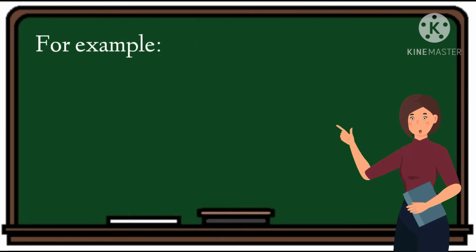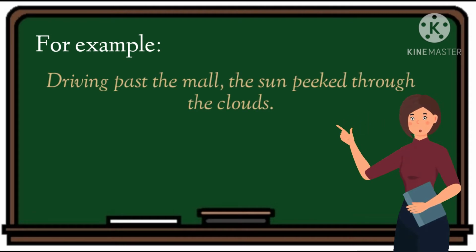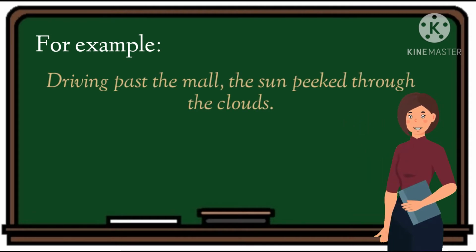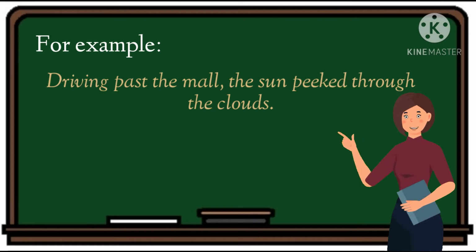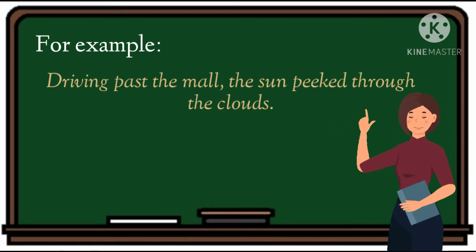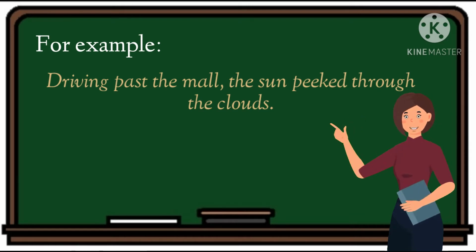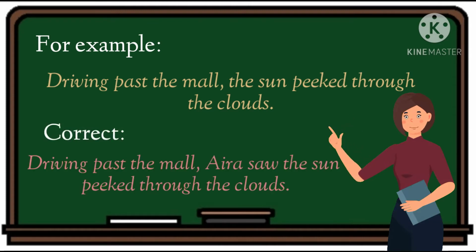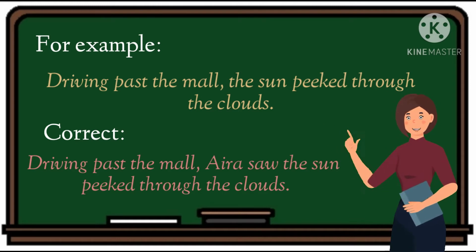Now, for example: driving past the mall, the sun peeked through the clouds. So as you can see in this sentence, it implies that the sun was the doer of the action, that the sun was driving past the mall. So obviously, this sentence is incorrect. So to avoid the sentence being illogical, we must make the statement clear by mentioning the doer of the action. So the correct sentence would be: driving past the mall, Ira saw the sun peek through the clouds.